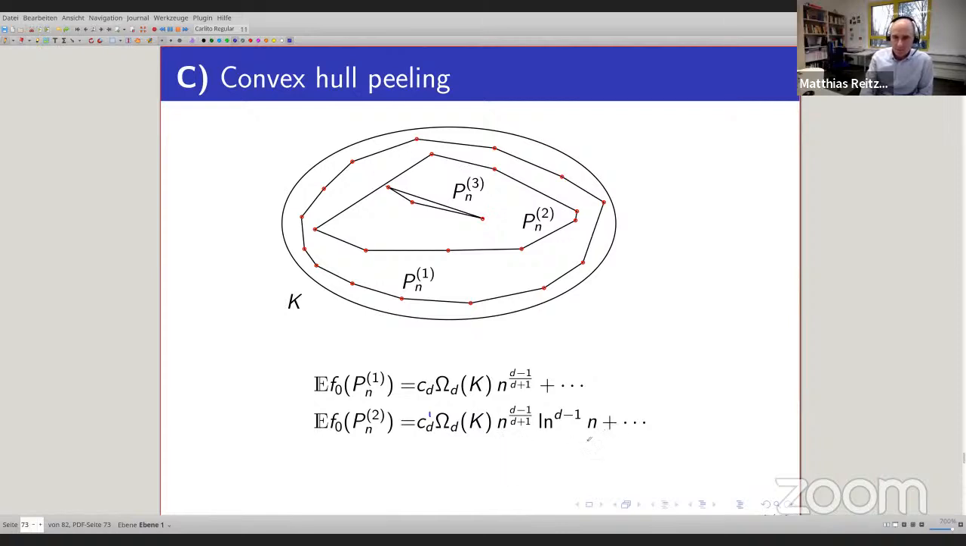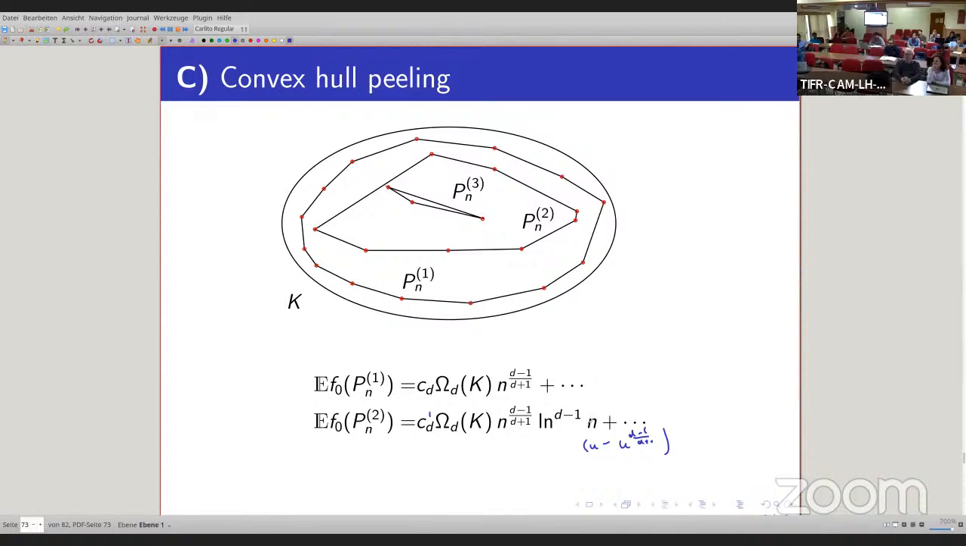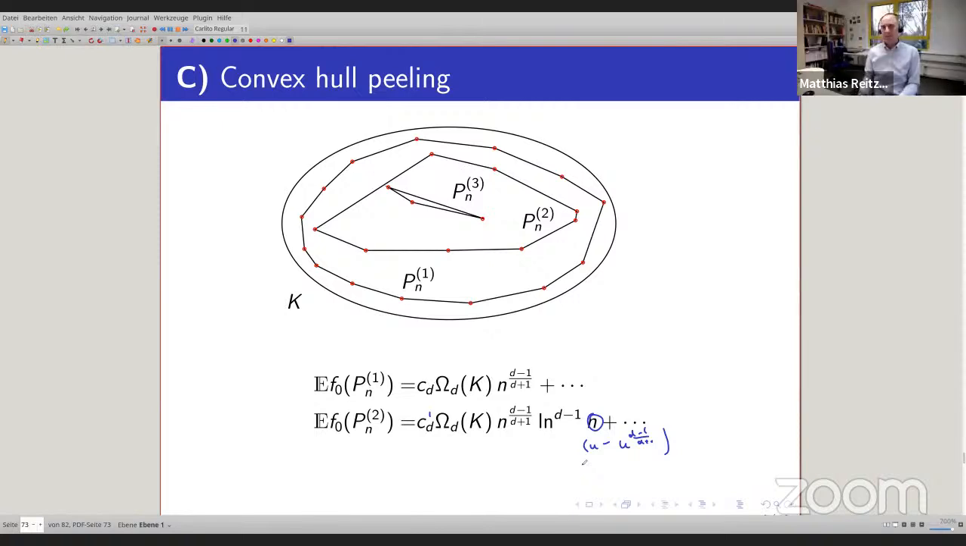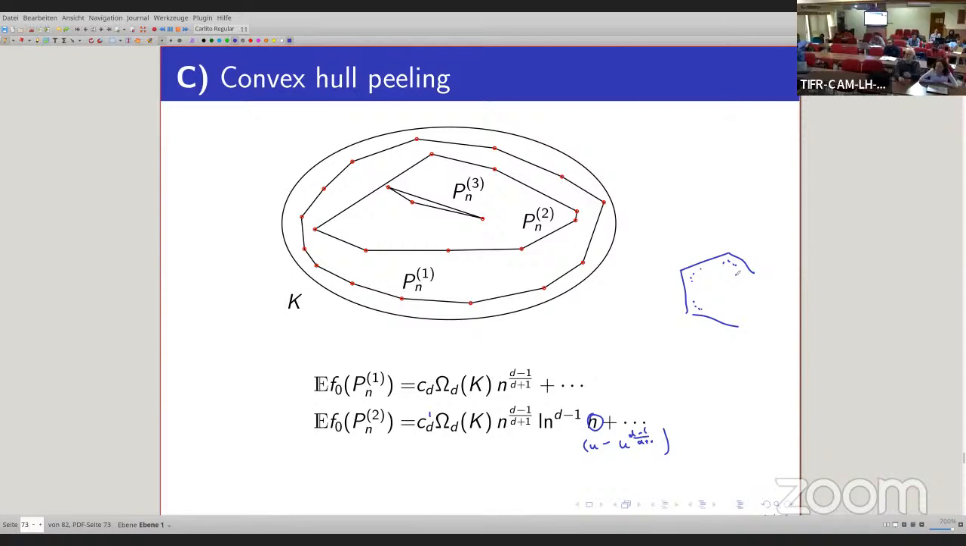But here, more precise would be n minus n to the power d minus 1 over d plus 1, instead of n here. But asymptotically, that's the same. And a priori, there's no reason why the number of vertices should be decreasing. It could well be that you start with something like this, and then you get something like this, very close to this, and more vertices occur. So at least for me, it's not clear.